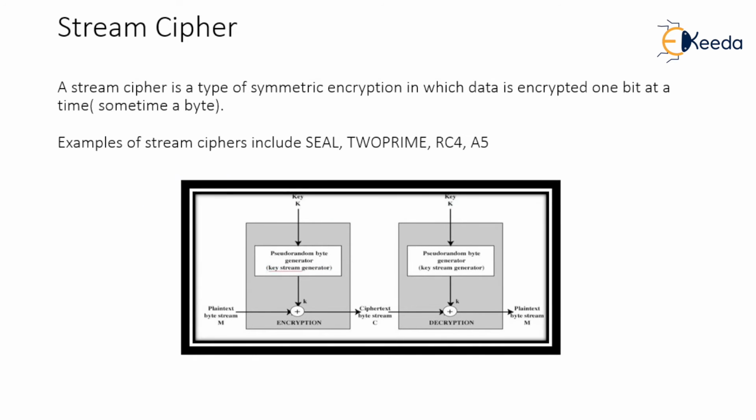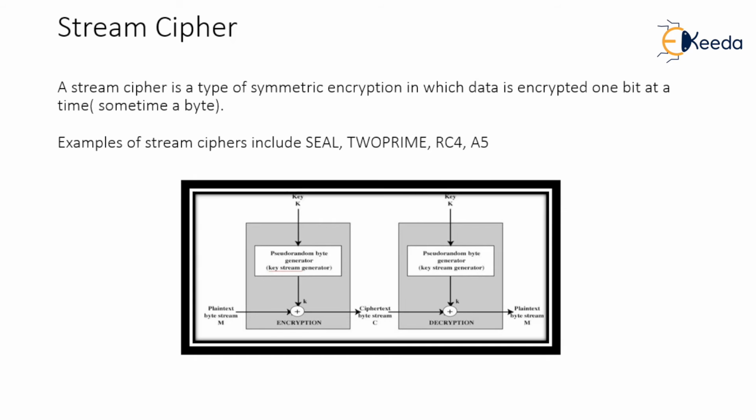So first begin with the stream cipher. A stream cipher is what? A stream cipher is a type of symmetric encryption in which data is encrypted one bit at a time, sometimes a byte also. See, when we are saying that data is being transmitted over the network, that means a message is being transmitted over a network having a number of bytes in it.